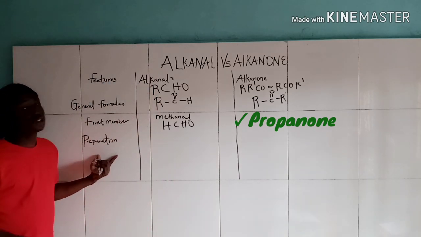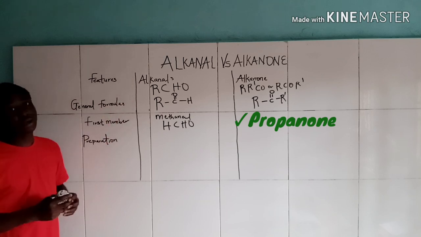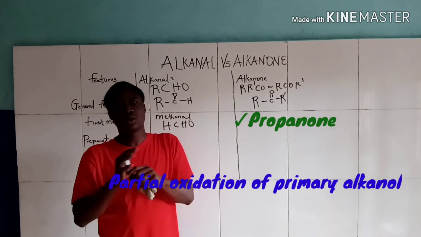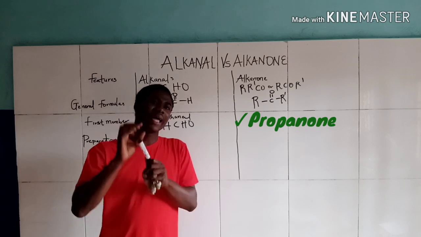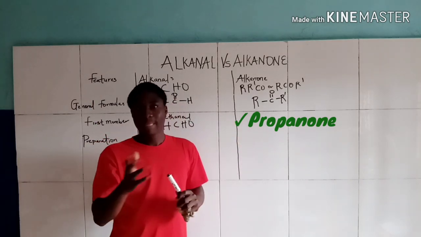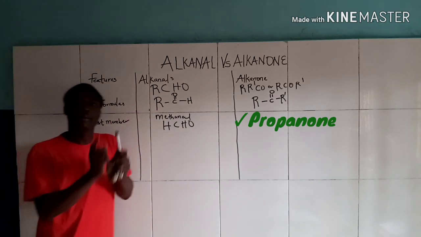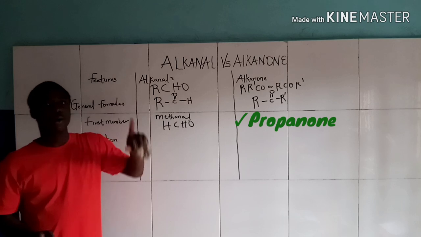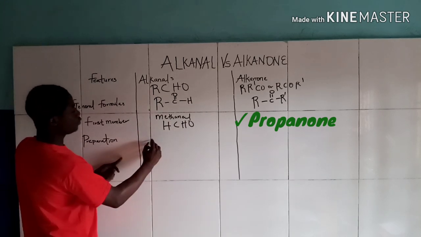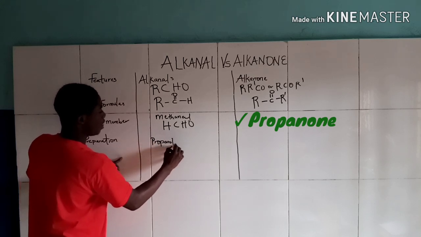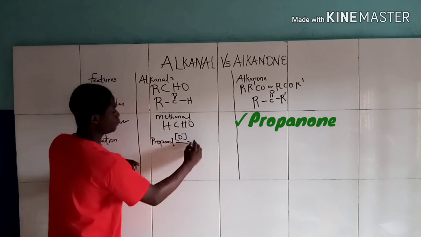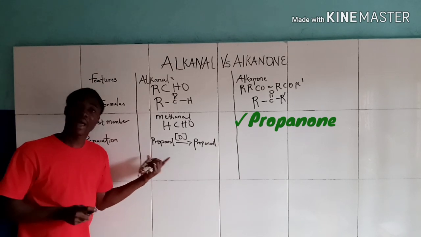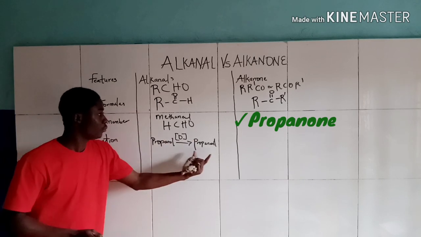Now, talking about the preparation of these two compounds. How are alkanals prepared? Alkanals are prepared by the partial oxidation of primary alkanols, whereby alkanols are also called alcohols. This is what I mean. For example, an alkanol is being oxidized partially. This is what we get. For example, this is called propanol. Propanol, being oxidized, we get propanal. Propanol is a primary alkanol. When you oxidize it, we get propanal.